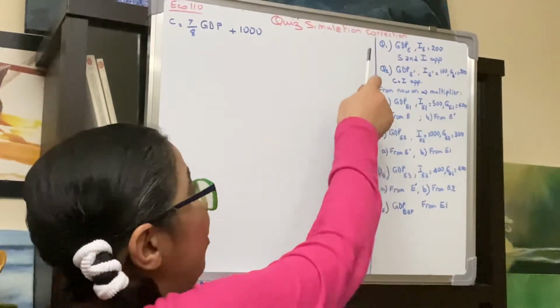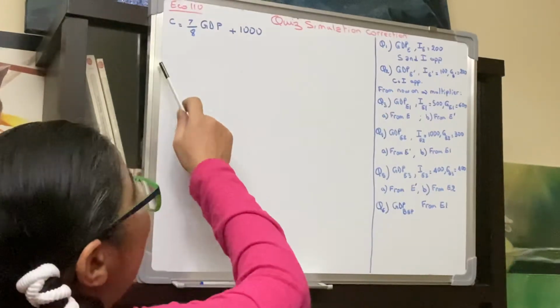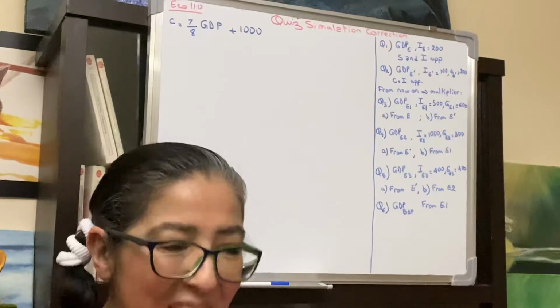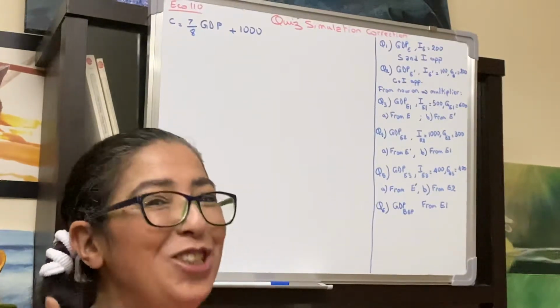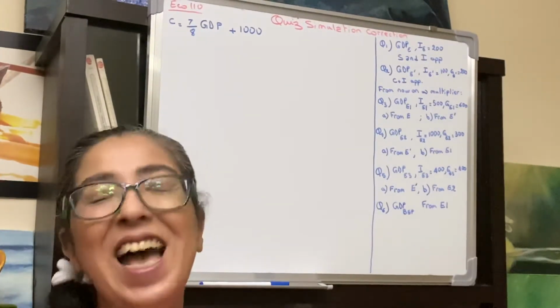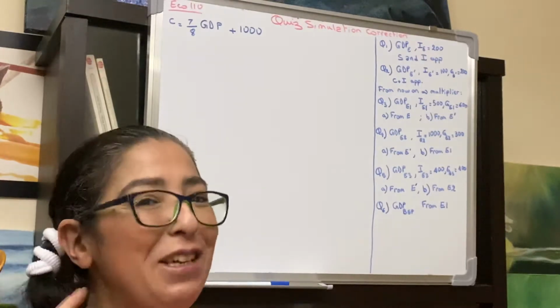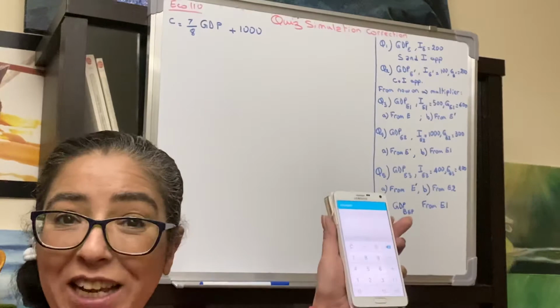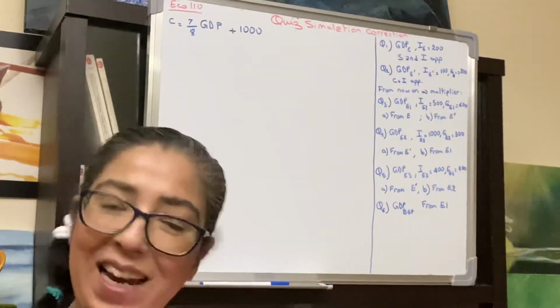I wrote the questions over here. Here is my C function, and now I'm gonna start the correction. I know I tricked you because I put G. I did it on purpose to see if you could find it on your own, okay? My calculator is ready, and let's start.